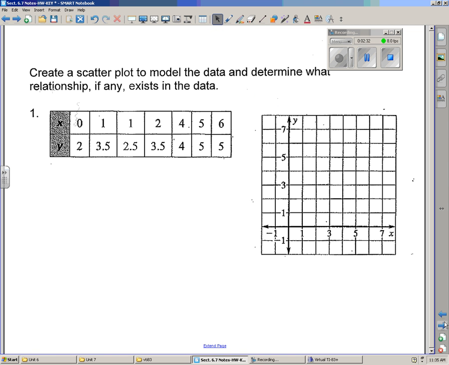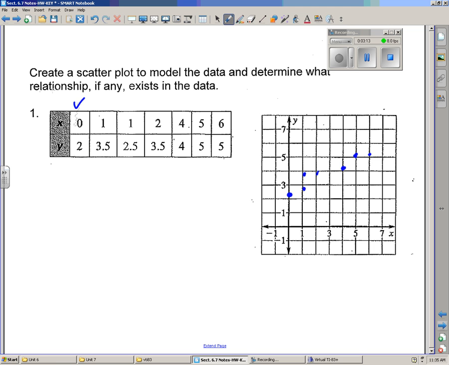You should be able to create your own scatter plots and determine what kind of correlations exist, if any. So you'll be plotting in your ordered pairs. When x is 0, y is 2. So it looks like we've got over here 0, 2, and then when x is 1, y is 3.5. When x is 1 again, y is 2.5. When x is 2, y is 3.5. When x is 4, y is 4. When x is 5, y is 5.